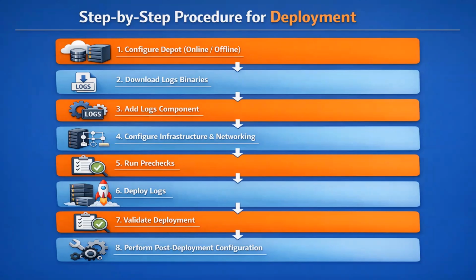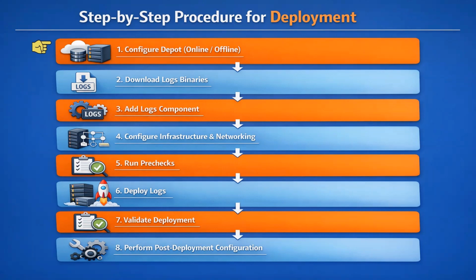And this is the 8-step process to complete that VCF operations logs deployment. So first step is configure the depot. So we need software, right? To download the software, we have two options: online depot and offline depot. So we are already familiar with this online offline depot, right? During the VCF 9 deployment, for downloading the binaries for deployment, we used online offline depot.